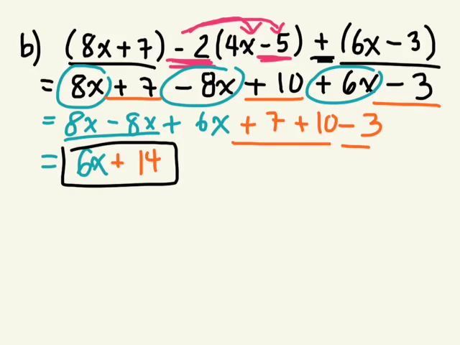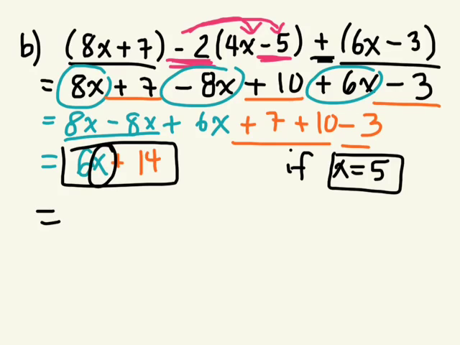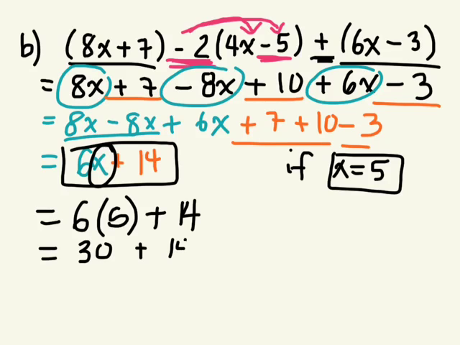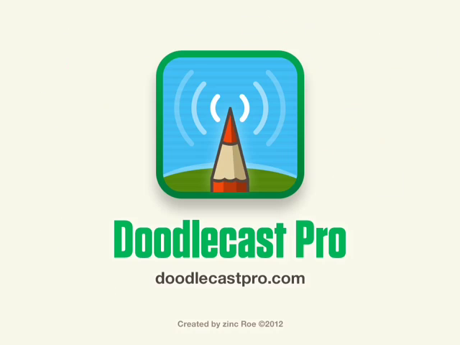Excellent. Evaluate if x is equal to 5. Same idea. We're told that this x is 5. So how do I write this, Mark? 6 times 5 plus 14. Good. What's 6 times 5? Plus 14? 44. Good.